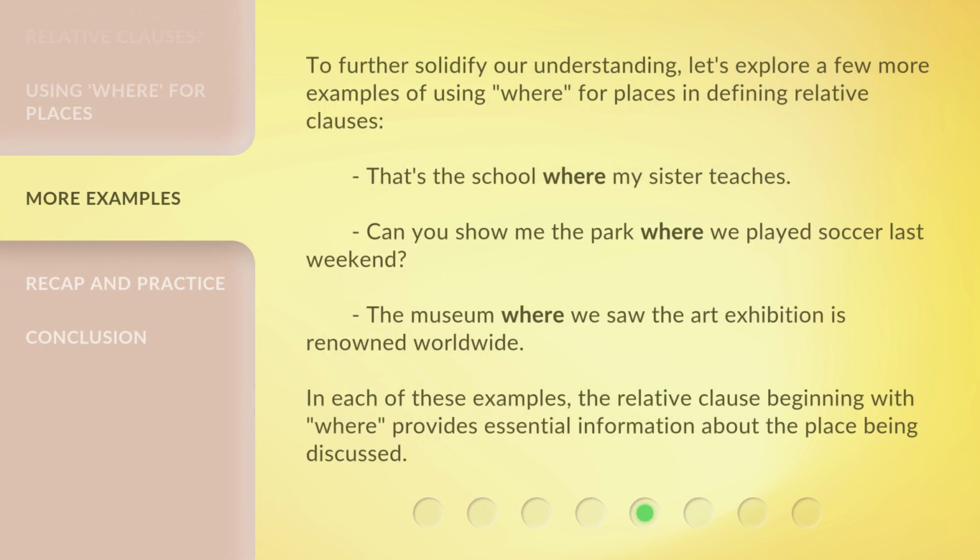To further solidify our understanding, let's explore a few more examples of using where for places in defining relative clauses. That's the school where my sister teaches. Can you show me the park where we played soccer last weekend? The museum where we saw the art exhibition is renowned worldwide. In each of these examples, the relative clause beginning with where provides essential information about the place being discussed.